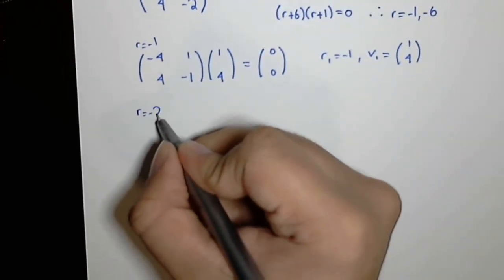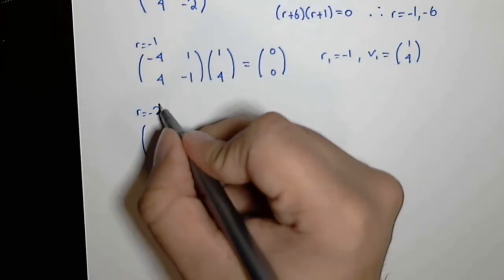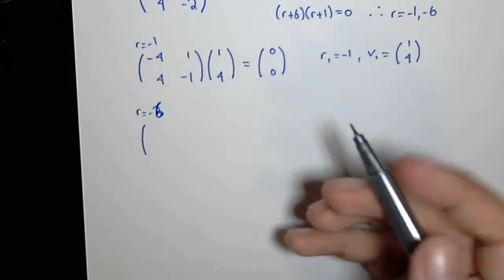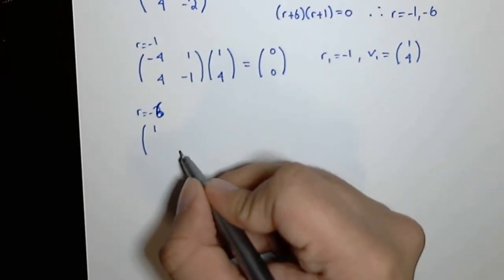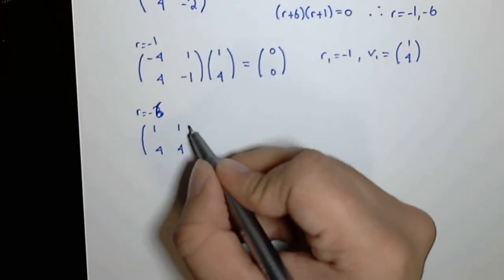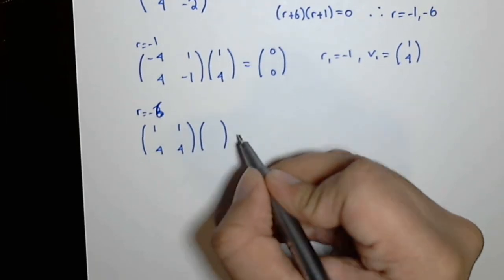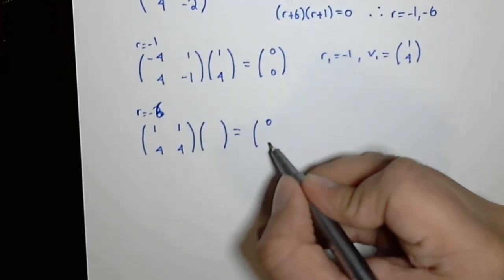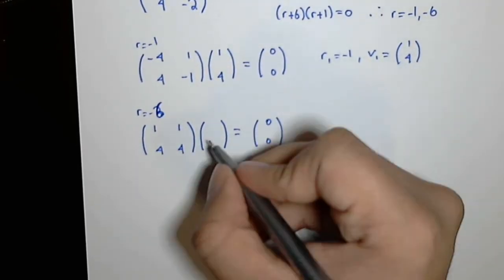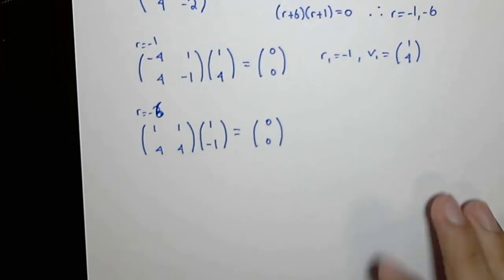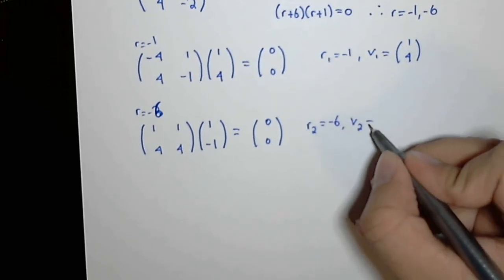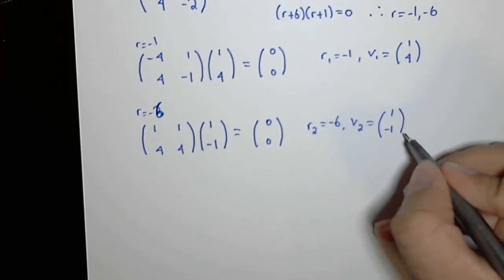For r equals -6, what we're going to do is we're going to add 6 to the diagonal entries. 1, 4, and then leave the other entries the same. Solution to this is pretty obvious. You need one minus the other, so there. So for r2 equals -6, our second eigenvalue, or eigenvector, is 1, -1.